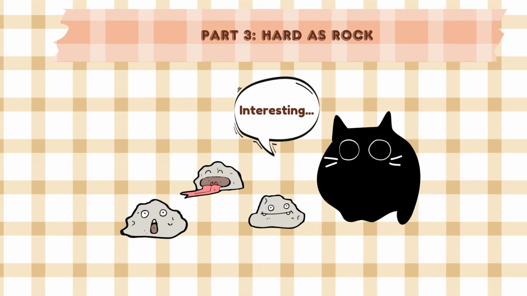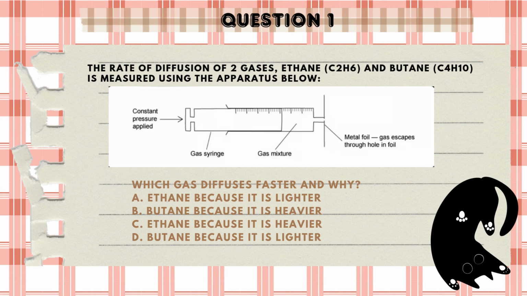Let's get onto the more hardcore questions. These take more time to figure out, but they only need to be solved by combining everything we have learned in a logical way. The rate of diffusion of two gases, ethane and butane, is measured using the apparatus below. This is a diagram with a syringe, and inside the syringe are two types of gas, ethane and butane. The question asks which gas will diffuse more quickly and why.